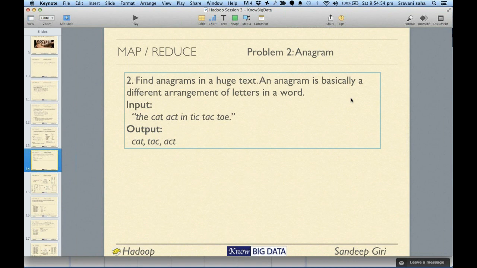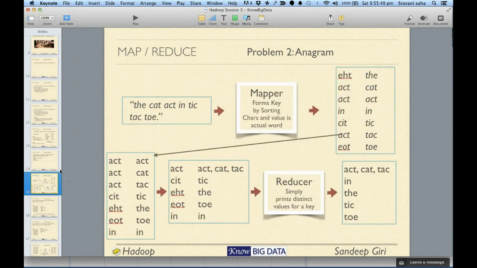So the way it is done is you take the word, sort the word by characters. Which means that all those words which are anagrams of each other will produce the same key because they all have the same characters. It's just the arrangement that is different. If you sort that, it will lead to the same key, right? So this is the diagram which will make it very clear. So if your input is this: the cat act in tic-tac-toe, the mapper would basically take each word, sort the characters in their increasing ASCII value, and that will be the key. So E comes before H, comes before T in alphabetic order, and we have sorted, and that is the key for the word the.